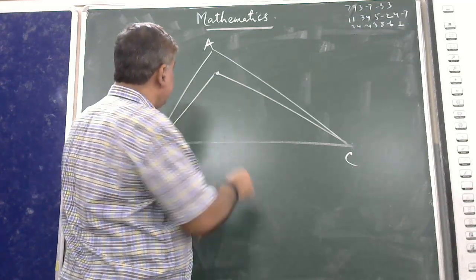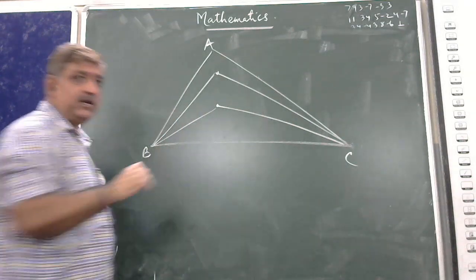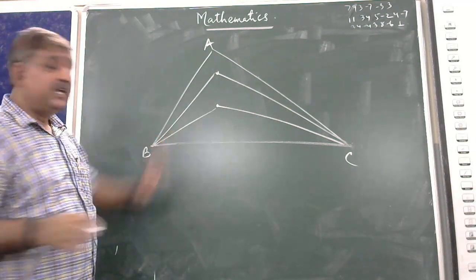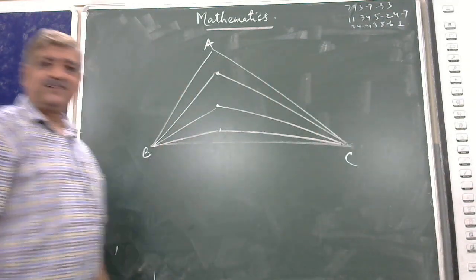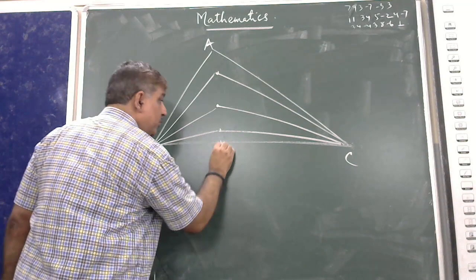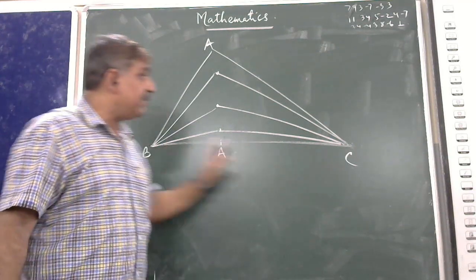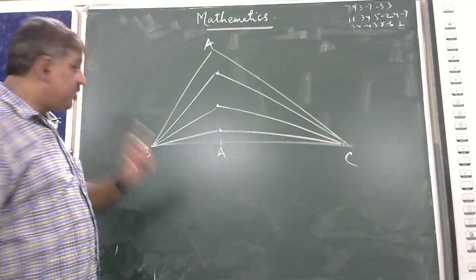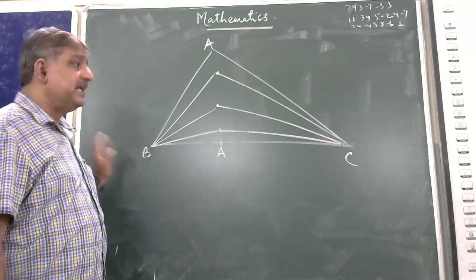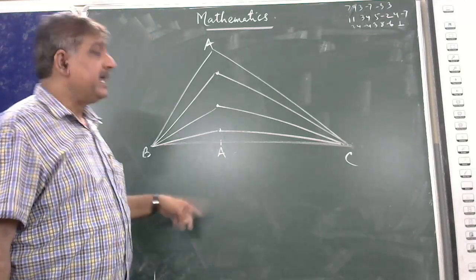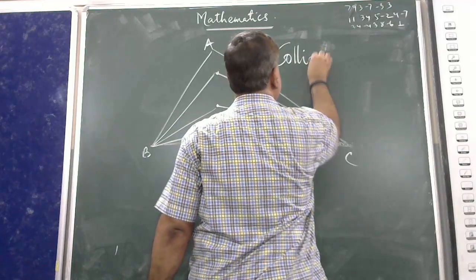Further, suppose A again moves here. Then the area of this triangle is smaller than the previous one. Then suppose point A is here. The area is much smaller. Now what will happen if point A reaches the line BC? In that case, area becomes 0. Area becoming 0 indicates that the 3 points B, A, C lie on a straight line. And this condition is called collinearity. Points are collinear.